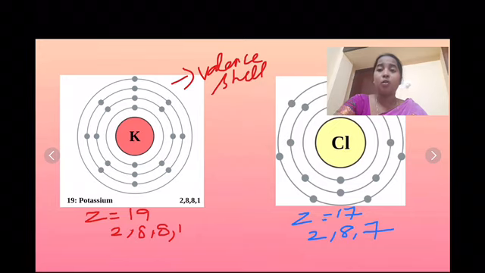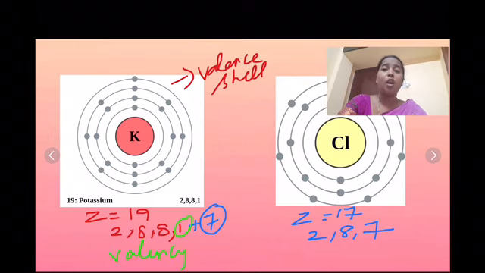So, if the atom wants to be stable, 7 more electrons would have to be added. Adding 7 more electrons is very difficult for an element. So, we are going to lose that 1. What is the valency for potassium now? How many electrons have we lost? We lose only 1. So, the valency is 1.